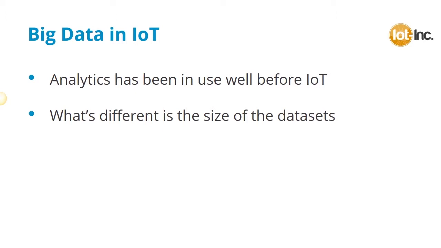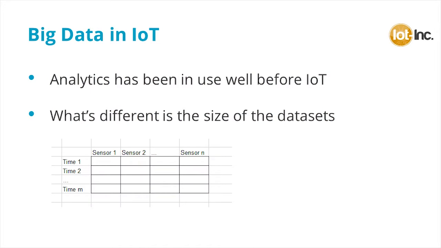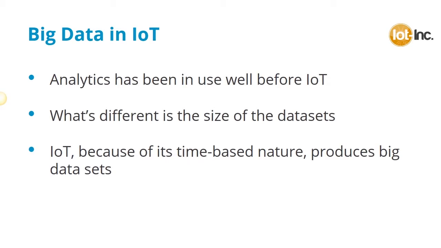Consider the number of sensors, and they can be thought of as the columns in a spreadsheet. Then time equals 1, 2, 3, 4, they can be thought of as the rows in a spreadsheet. Depending on the fidelity of time measured, whether that's 1 per second, 1 per minute, 1 per hour, over time, these will produce very large data sets, and in fact, are the definition of big data.